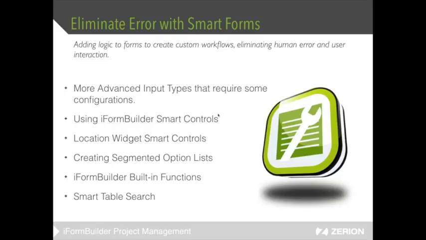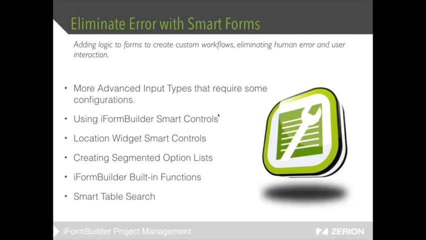Other ways to add additional functionality and create smarter forms is by using our location element and maybe parsing out the latitude and longitude data into other fields so that it can integrate with other web tools or mapping tools seamlessly. You can use what we call segmented option lists.